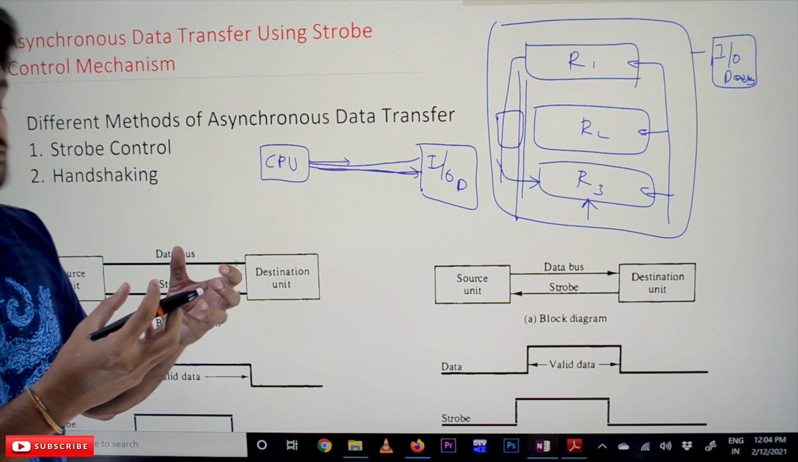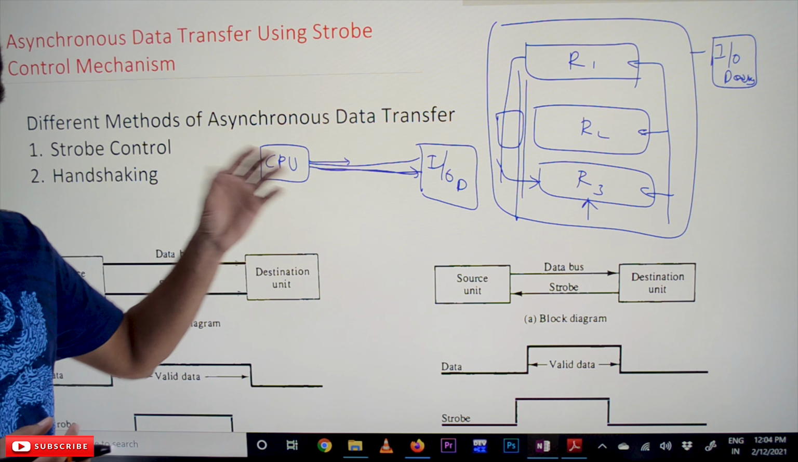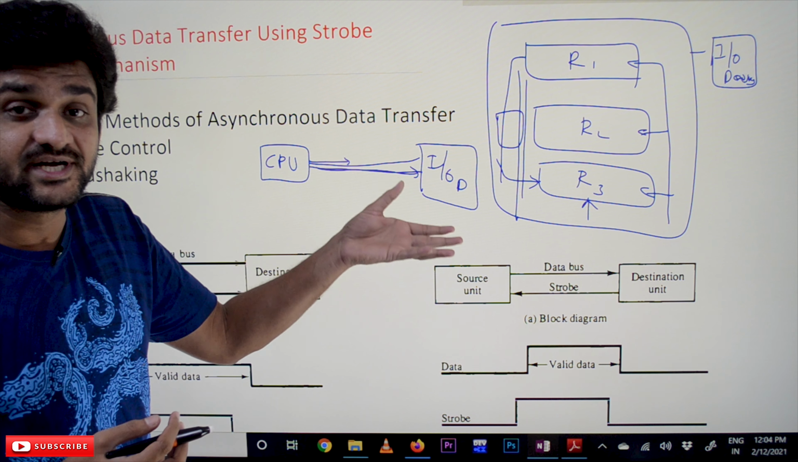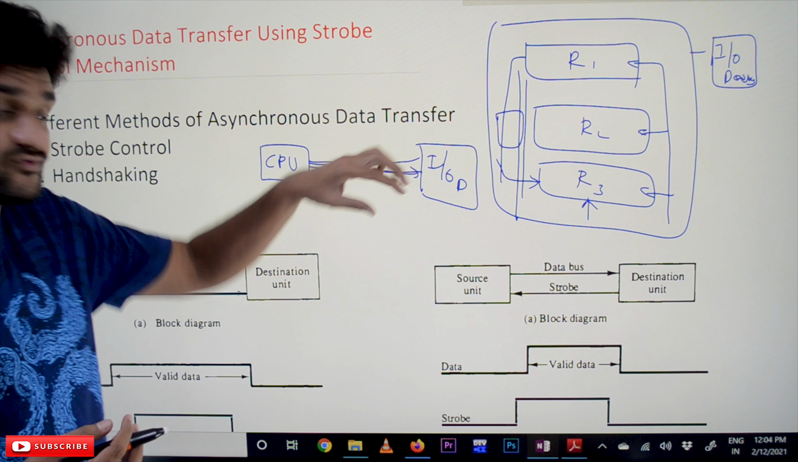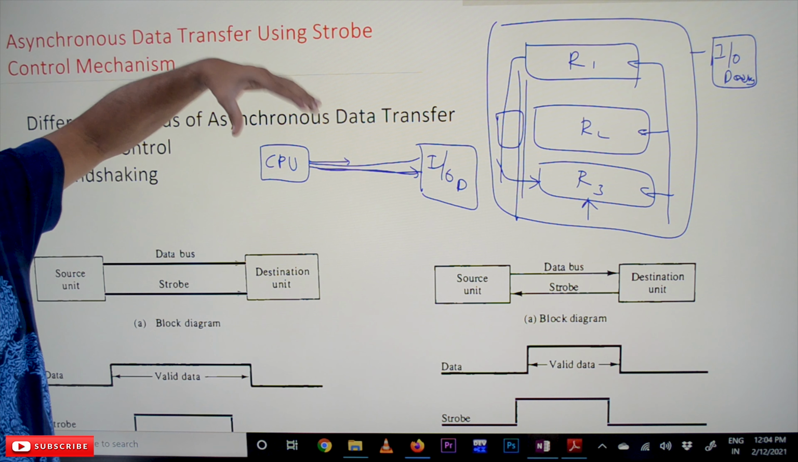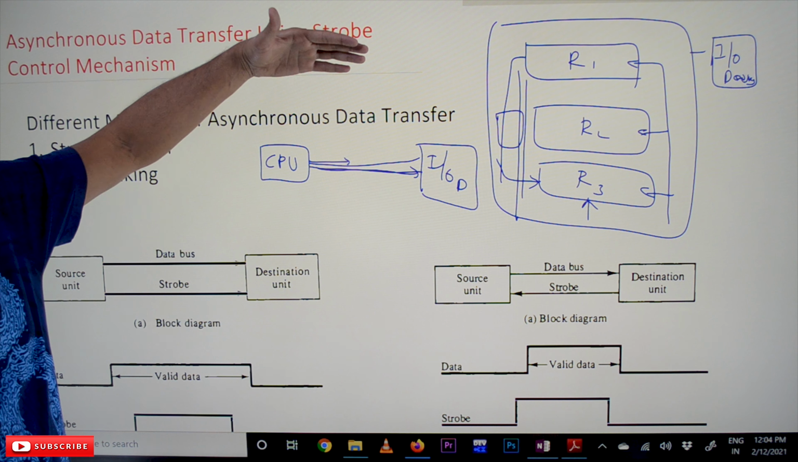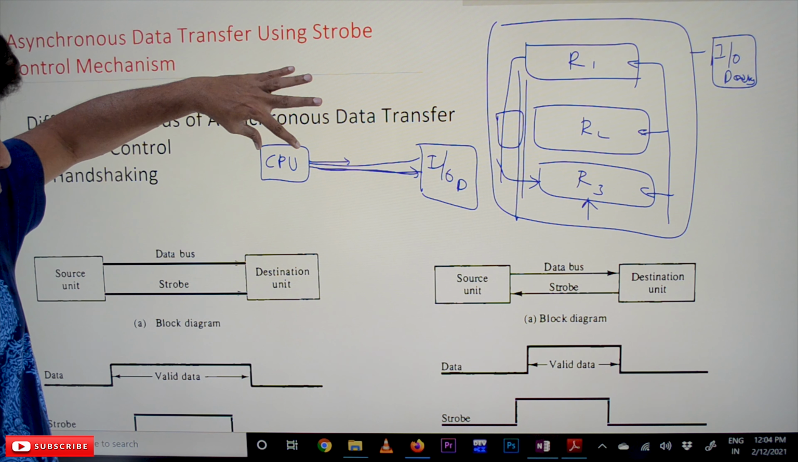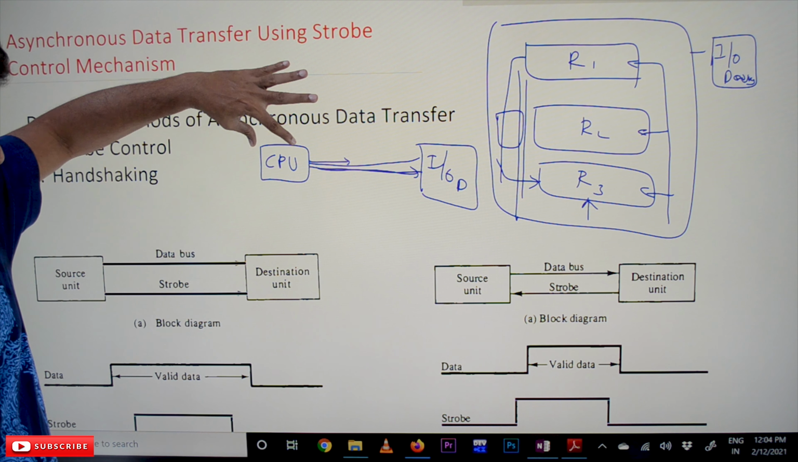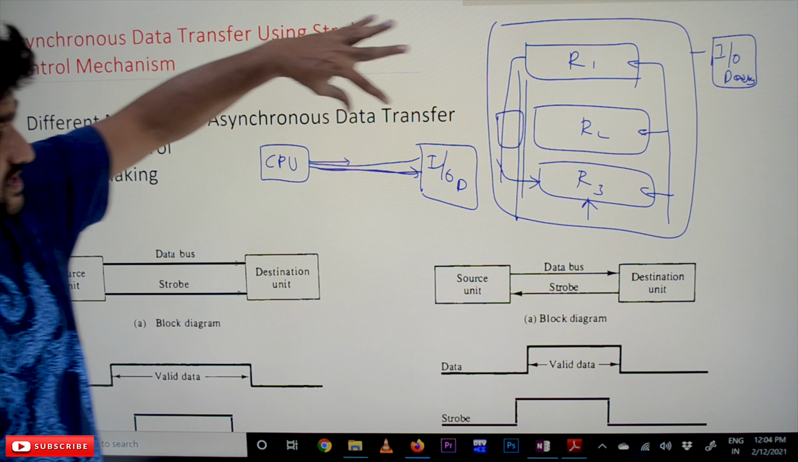So how will these systems communicate? They will transfer the data, and there are different ways in which the transfer can be done. If the main clock is not in synchronization with the IO devices, that kind of transfer is what we call asynchronous data transfer. In asynchronous data transfer, the clock signals are independently maintained.